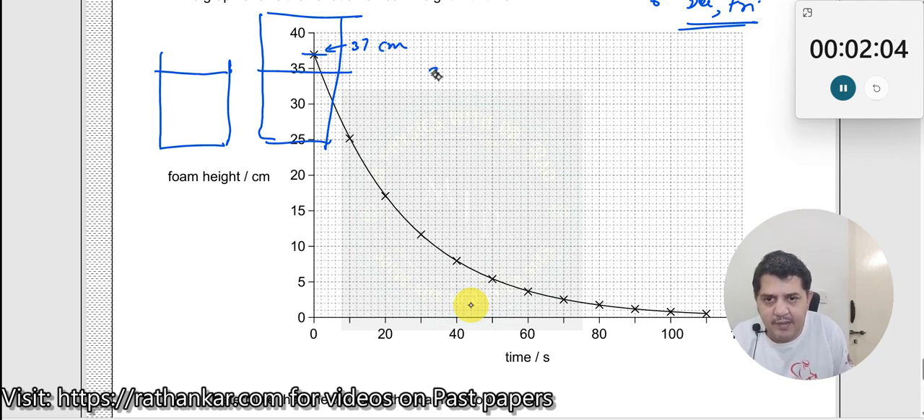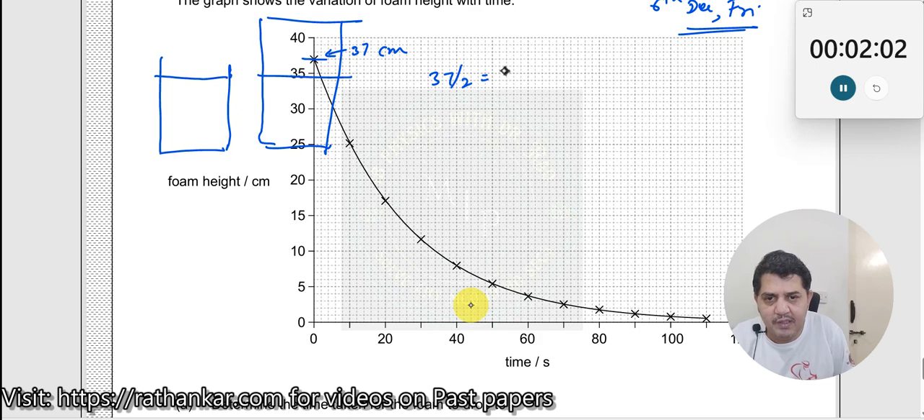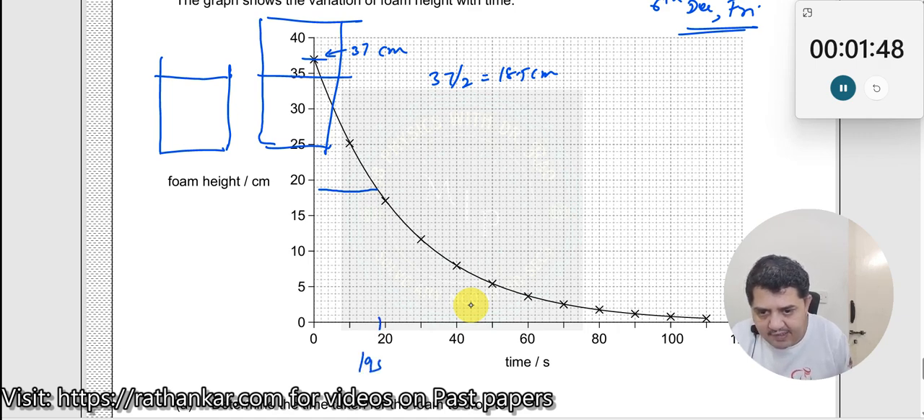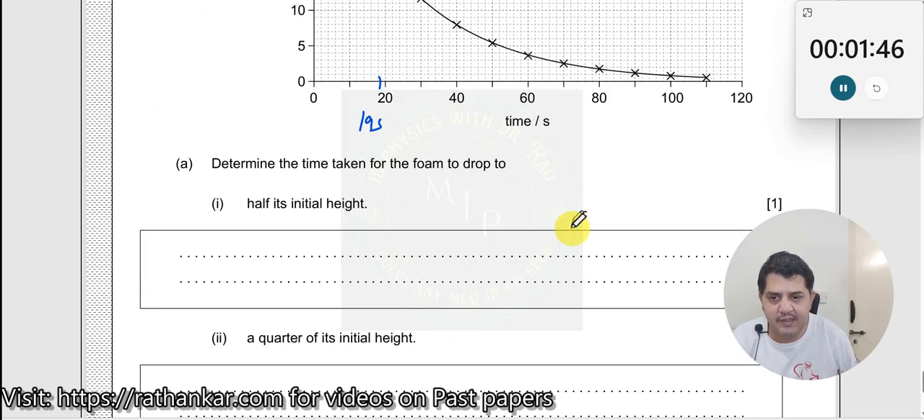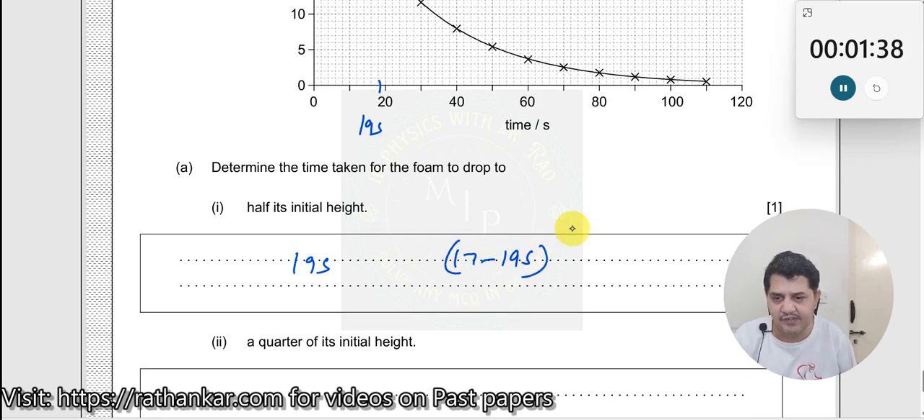What is 37 by 2? 37 by 2 should be around 18.5 centimeter, right? This is 18.5 centimeter somewhere over here. So this will intersect this point at 19 over here. So therefore 19 seconds. So the answer for the first one is 19 seconds, right? If you get an answer between 17 to 19 seconds, it's always considered.